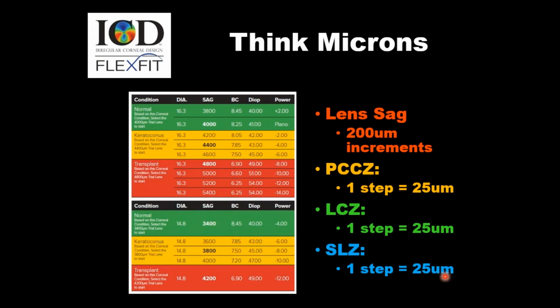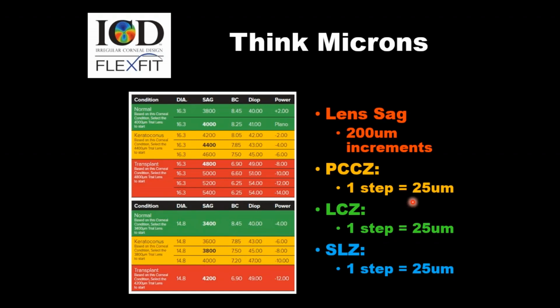You're always thinking microns. Your trial set is set up in 200 micron increments, so you can go up or down in height in your trial set by 200 micron steps. If you have a lens that's bearing on the central cornea before settling and you want to start with 300 to 400 microns of apical clearance, you probably want to go two trial steps deeper. You want to go up 400 microns to ensure that lens is going to clear the cornea. So generally, we're only going one step or 200 microns, but occasionally you're going to need to go bigger jumps. And then remember that each one of the outer three zones, one step equals 25 microns.